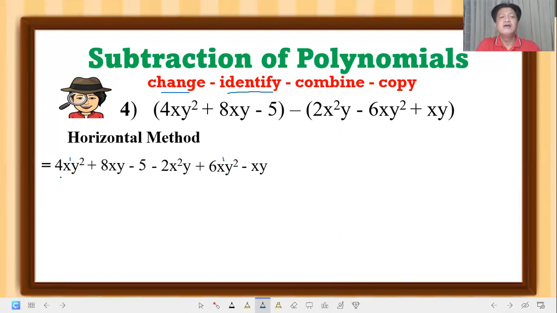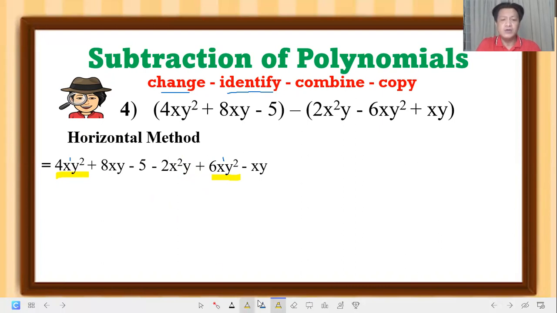So, sino ang like terms natin? So, meaning to say, kailangan parehas ang exponent. So, therefore, we can say that 4xy squared is the same literal coefficient with 6xy squared. Kasi parehas na parehas. Ito kasi ay hindi pwede. 1 lang yung exponent ni y dito. Okay. Kaya be careful with that.